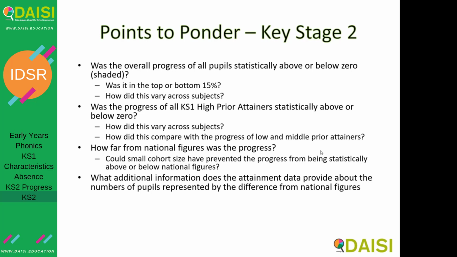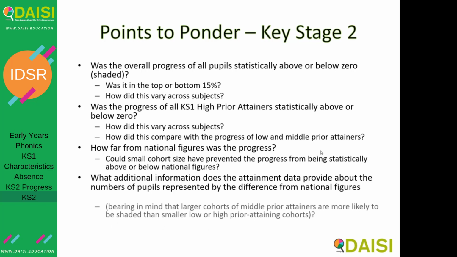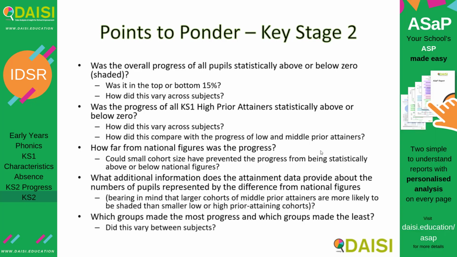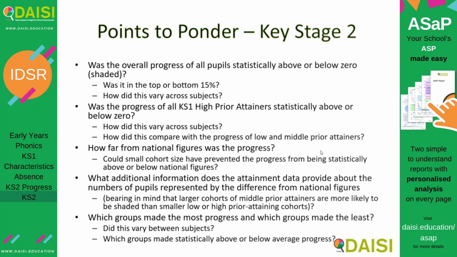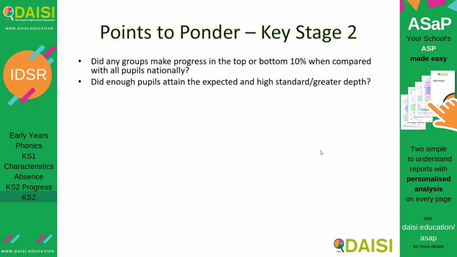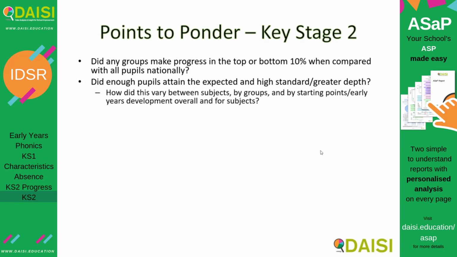What about your number of pupils away from your attainment? What could that information give you? Which groups made the most progress and which made the least? And how did this vary between subjects? Which groups were in the top or bottom 10% compared to all pupils nationally? How did you do, not just at the expected standard, but at the high standard or the greater depth? And we are seeing a lot of emphasis in the inspections on the high or greater depth standard. How did this vary between subjects and groups?